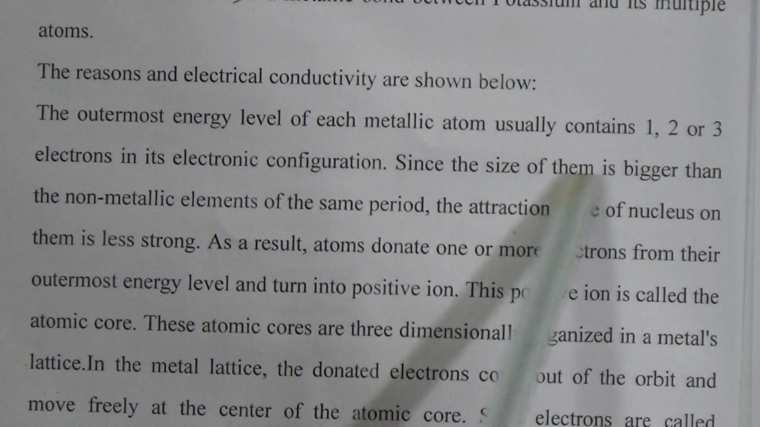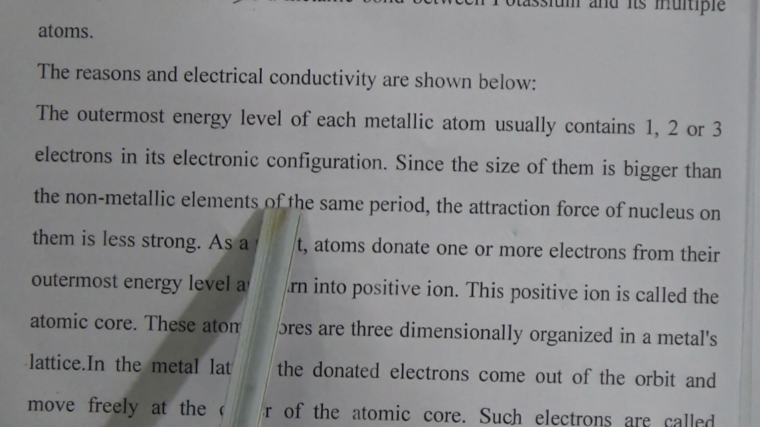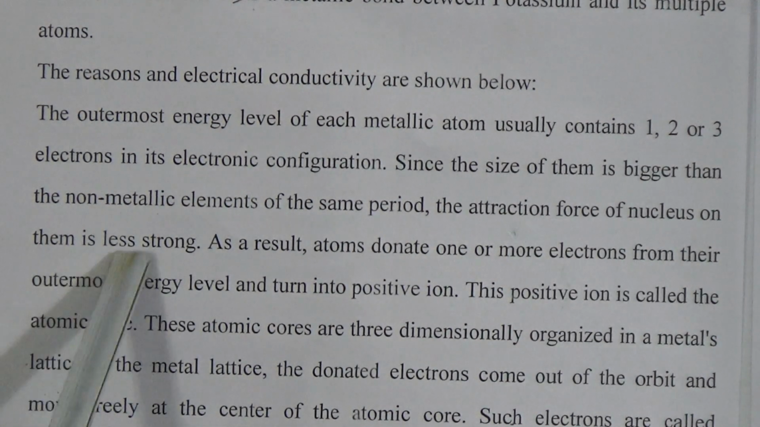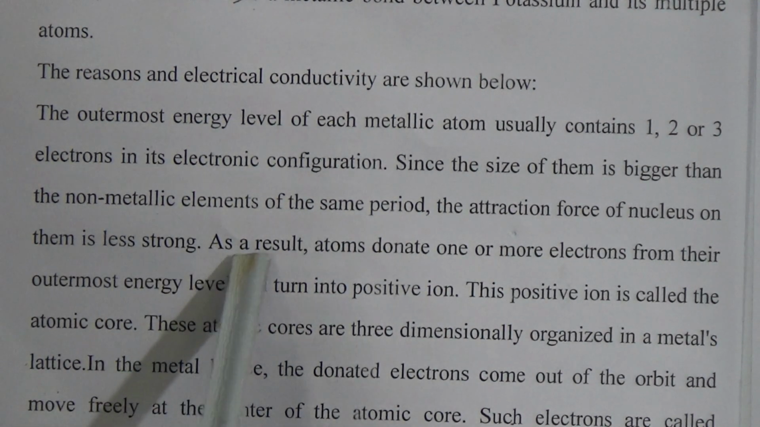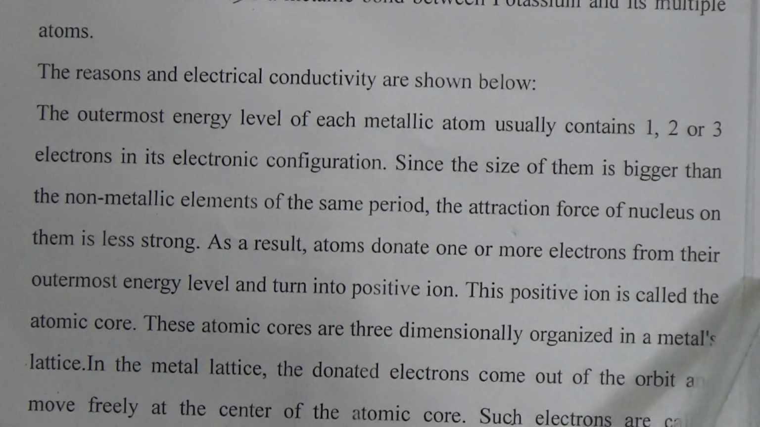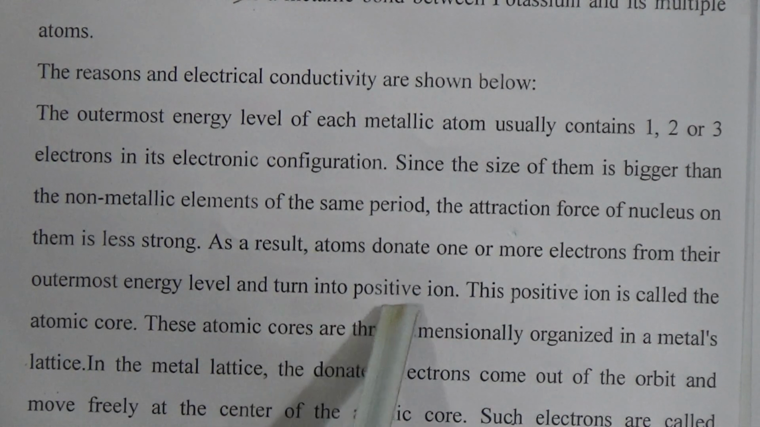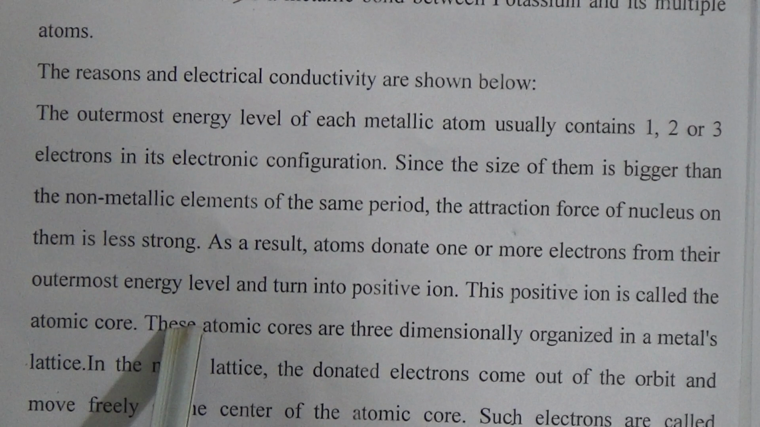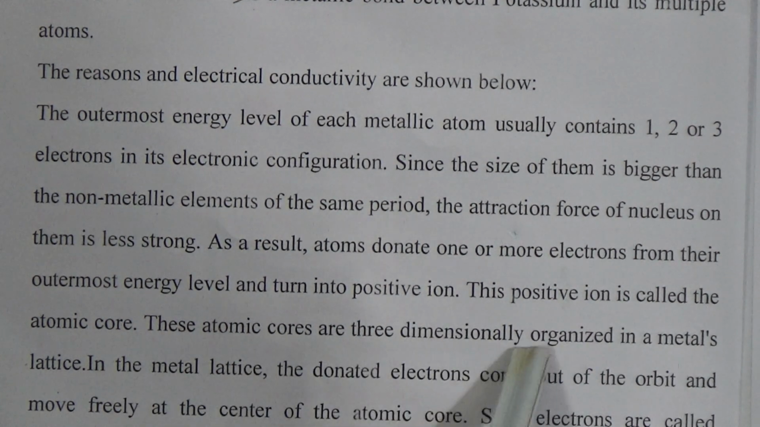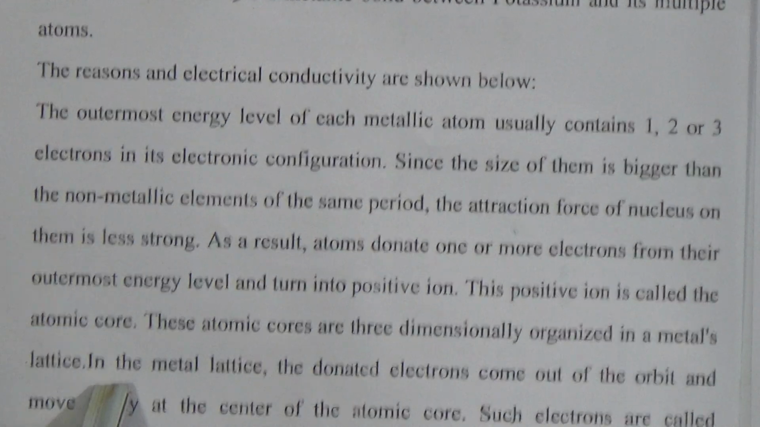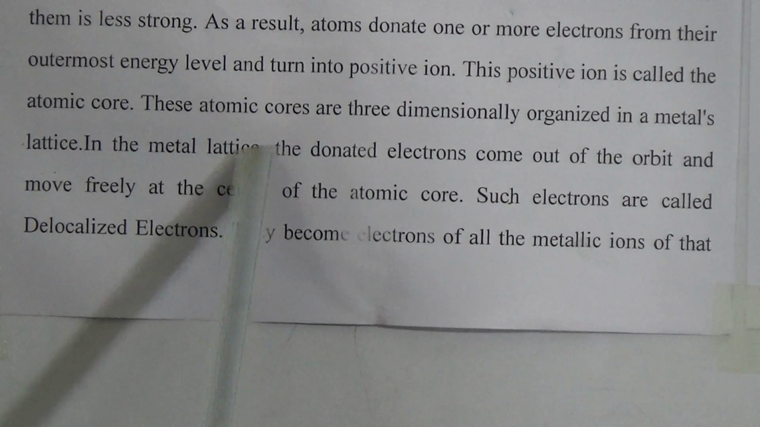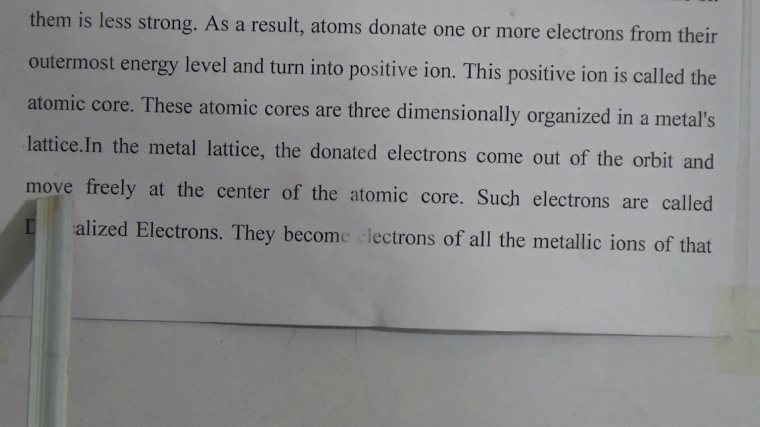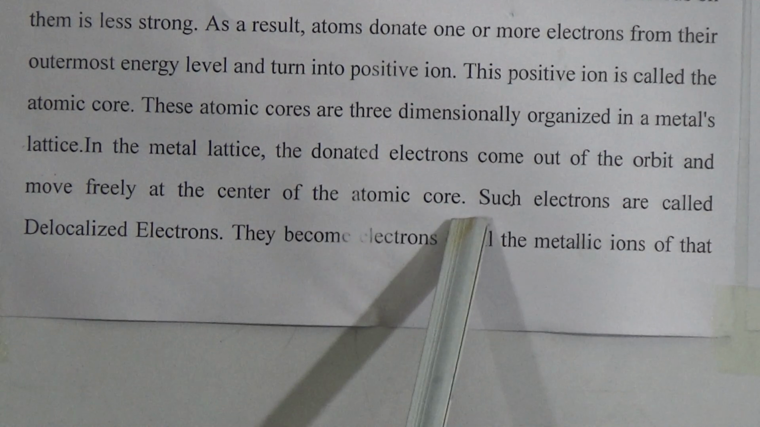Now, since the size of them is bigger than the non-metallic element of the same period, the attraction force of the nucleus on them is less strong. As a result, atoms donate 1 or more electrons from their outermost energy level and turn into positive ions. These positive ions are called the atomic core, and these atomic cores are three-dimensionally organized in a metal lattice, and in the metal lattice the donated electrons come out of the orbit and move freely around the atomic core.